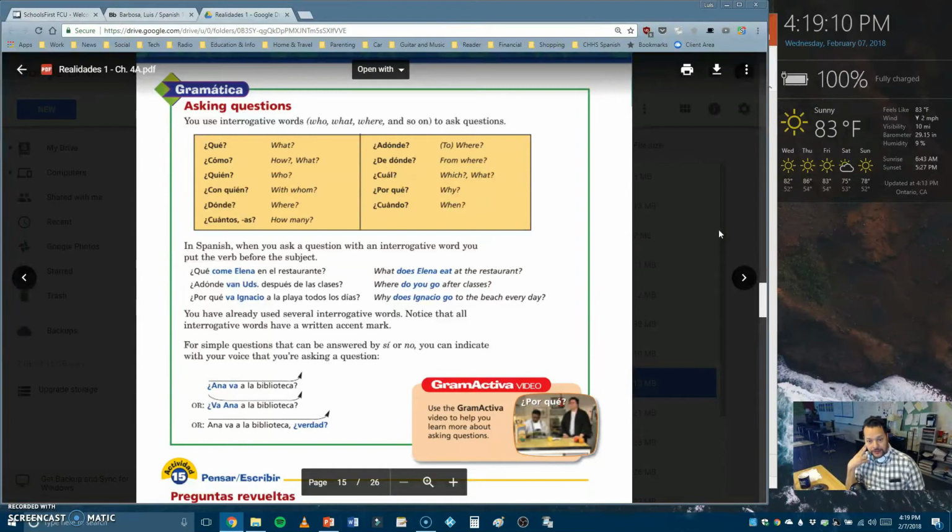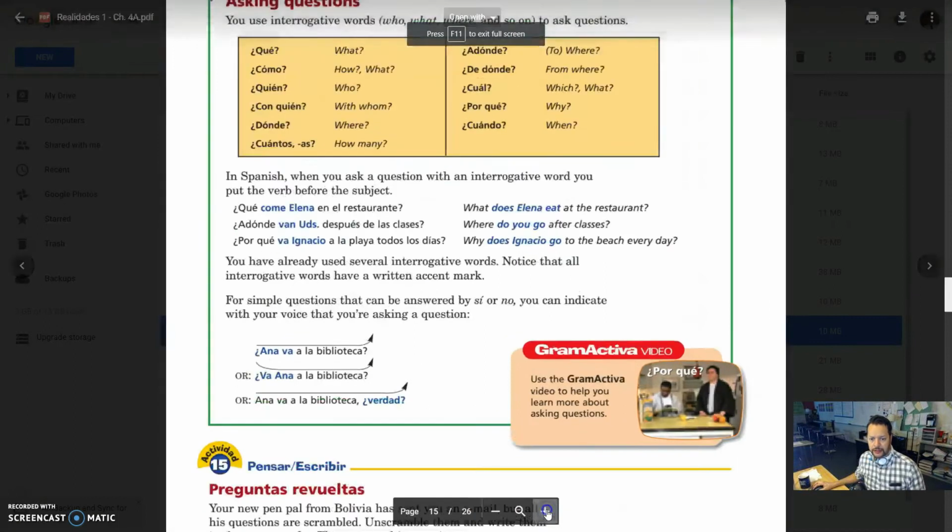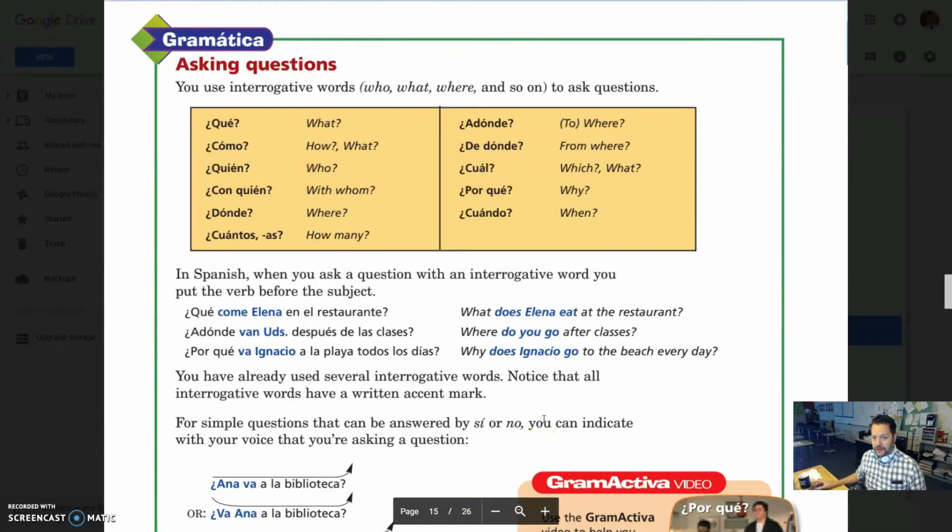All right? So here's what you got to do. And I'm going to stick with the book just for now. Let me blow it up just a little bit. There it is right there. So there they are, señoritas y señores. In fact, you know what? I'll just go ahead and stay here because I think the book actually does a very good job of explaining asking questions in Spanish. So let's just go ahead and read together, you and I.